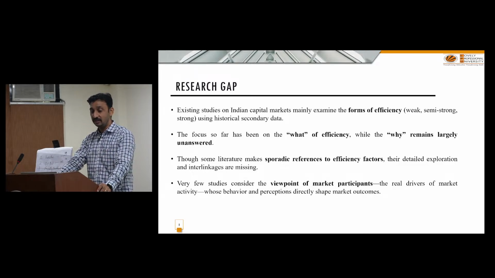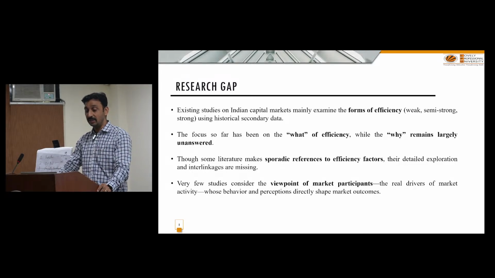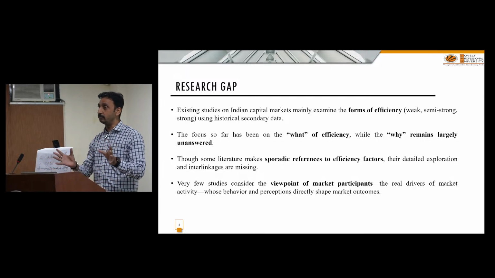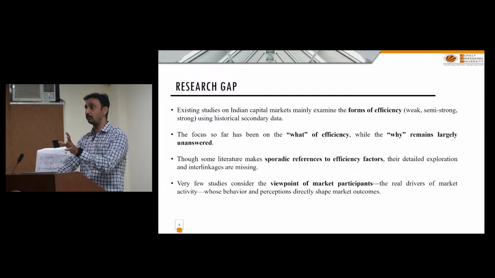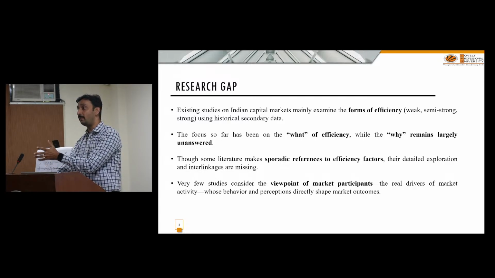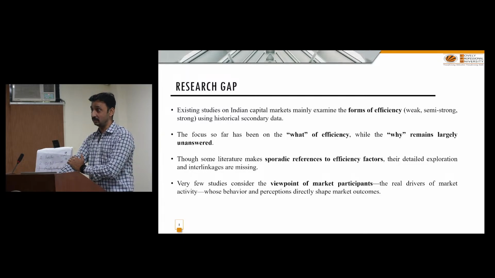The second thing is that we also know there are very few studies that talk about the market participants' point of view. Normally the studies use secondary data: how the price was impacted, how the price moved, and based on that they tell us the market is weak, strong or semi-strong form of efficiency. But what about the brokers, the traders, the market participants? What is their opinion? How do they feel that the market efficiency is lagging? So I am also taking care of that.